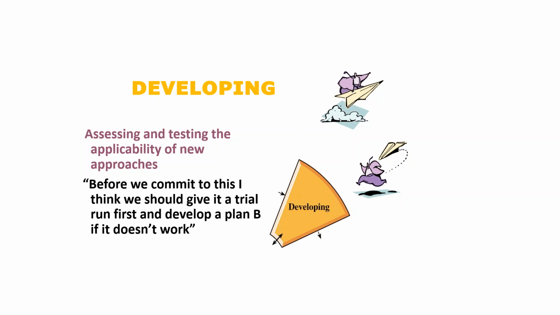A typical comment that someone in a team meeting might make is something like, before we commit to this, I think we should give it a trial run first and develop a plan B if it doesn't work. So the developers are always thinking about whether or not the idea can actually be translated into reality. They're obviously very important in making the link between a concept and a reality.